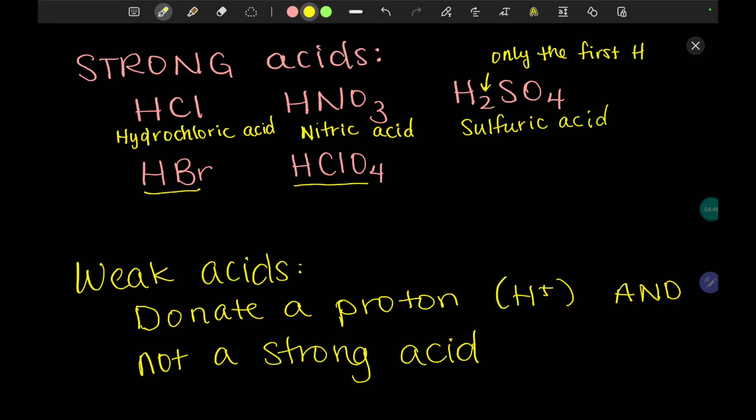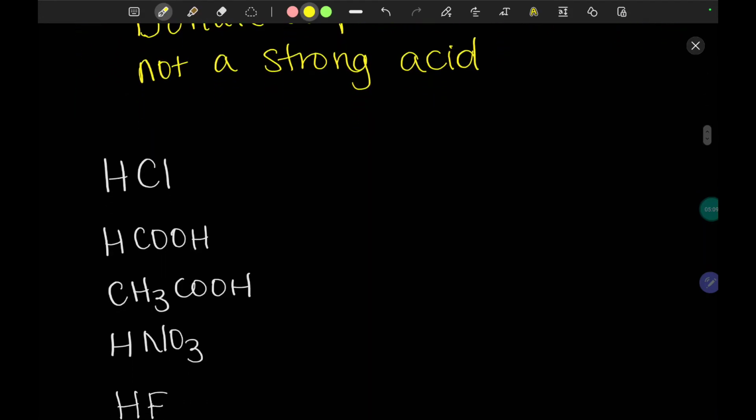Weak acids, on the other hand, aren't going to go fully to completion. They're going to waffle, some as product, some as reactant, and they're not going to fully dissociate. Those are going to donate that proton for sure, but they're not going to be one of the strong acids on the list. So if they're not one of these, but still donating a proton, it's a weak acid. So things like vinegar, things like citric acid, those are weak acids. So now let's look at these.